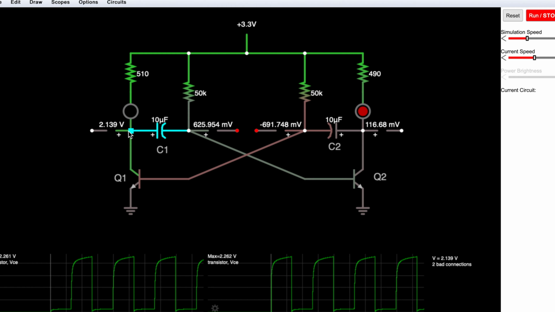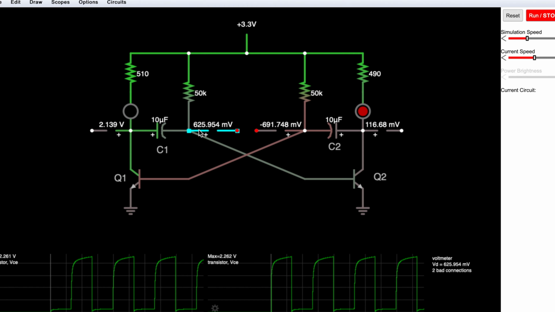Right now I have stopped the circuit, but Q2 is on. What you can see down in the scopes is the voltage across the collector and emitter of Q1, and this is the voltage across the collector and emitter of Q2. Because Q2 is on, the voltage drop across collector emitter is 112 millivolts, a very low value because it's conducting and the resistance is very, very low. And that is because the right side of C1 is at 625 millivolts.